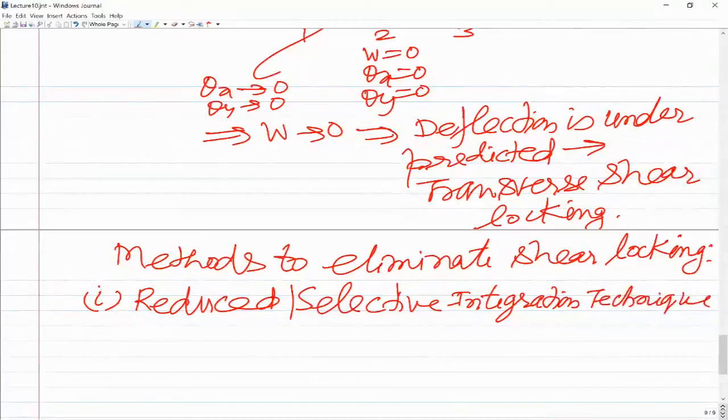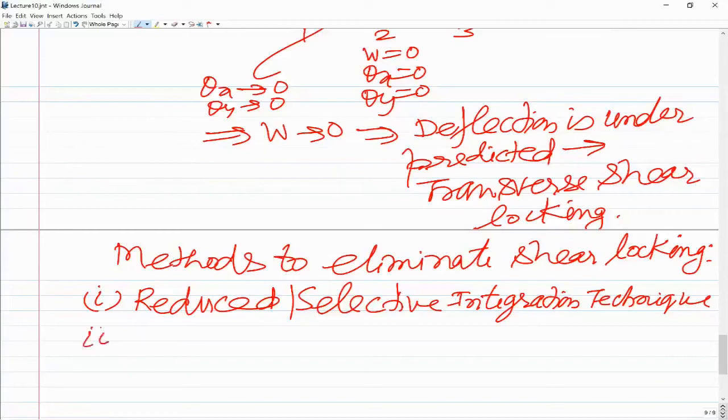So one way is to use reduced or selective integration. Rather than using the full integration, with the number of integration points required to exactly evaluate the stiffness matrices, we use a lesser number of integration points. So we under-integrate the stiffness matrix so that the deflection is predicted properly. Reduced integration means both bending and transverse shear stiffness terms are evaluated using reduced integration, and in selective integration the bending stiffness term is evaluated using full integration, but the transverse shear stiffness term is integrated using fewer Gauss points, that is, reduced integration.